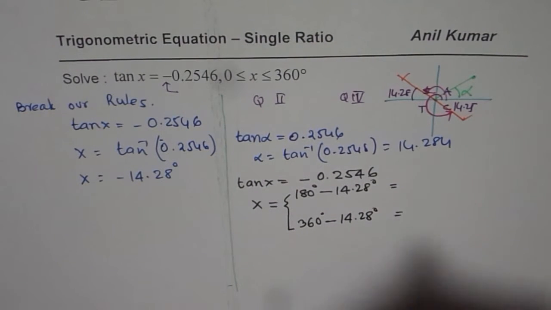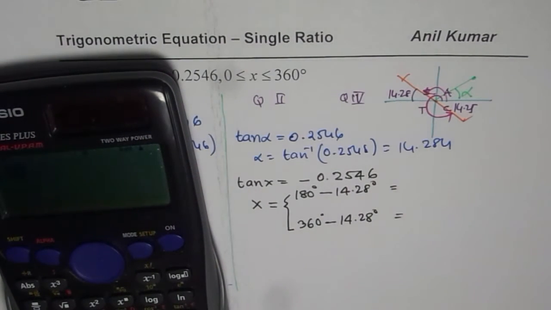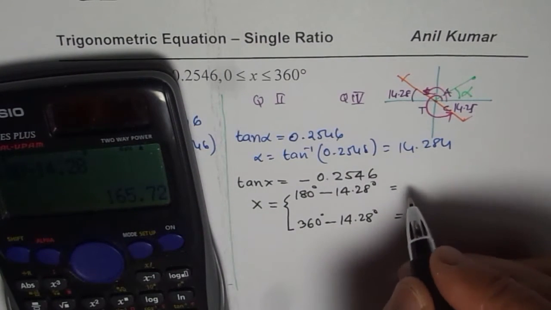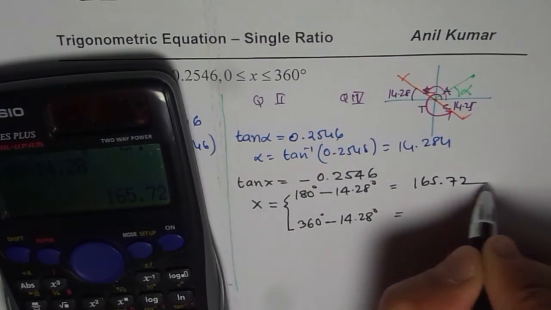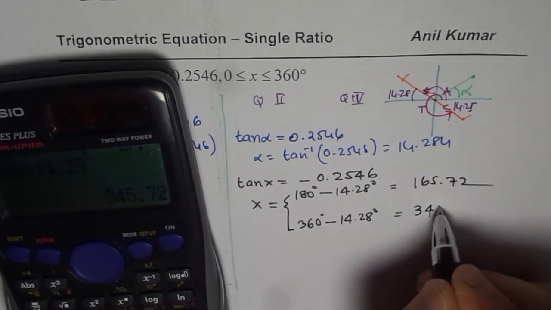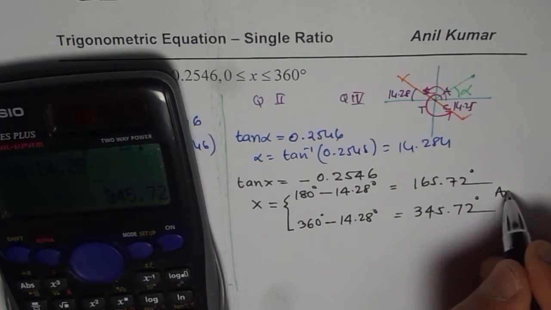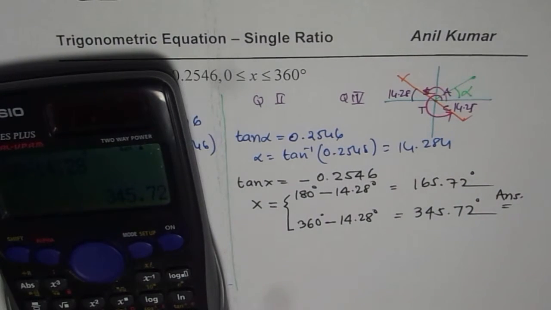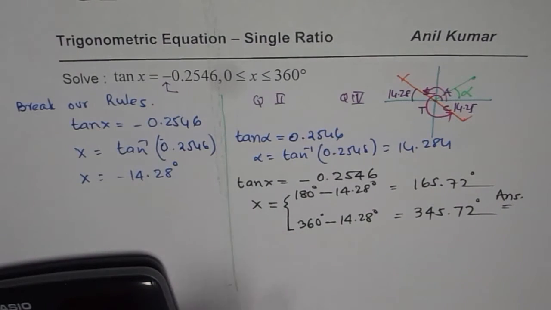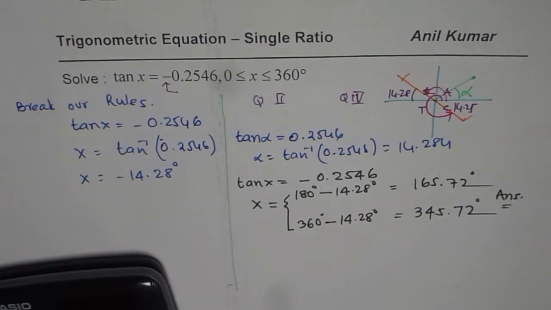Okay, let's calculate them, rounding to two decimal places. 180 minus 14.28 equals, in decimals, 165.72, and the other one, 360 minus 14.28 equals, in decimals, 345.72. So these are the two answers for us. We write these down as our answers. As you know, the last part for us is to check, right? We do get two correct answers. These are between 0 and 360, as expected.